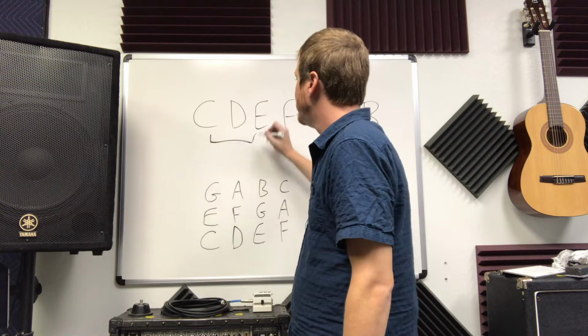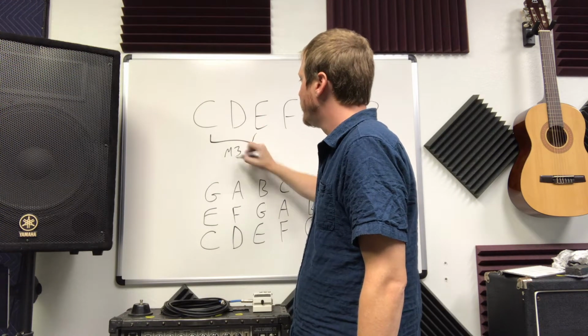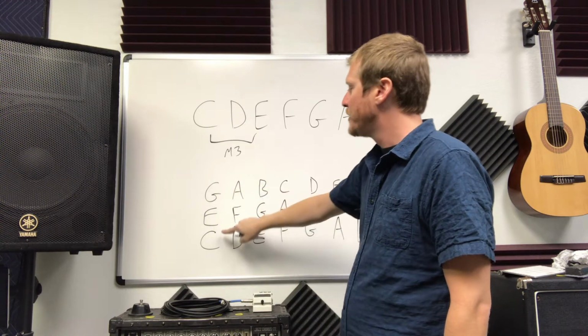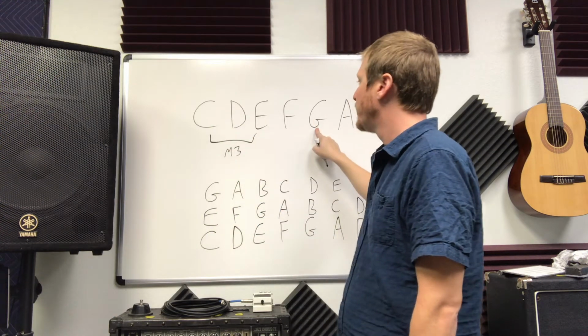So the next thing we want to think about is understanding that if I go from C to E, we have a major third. So C to E in the chord, we have a major third. And then C to G would be a fifth, a perfect fifth, okay?